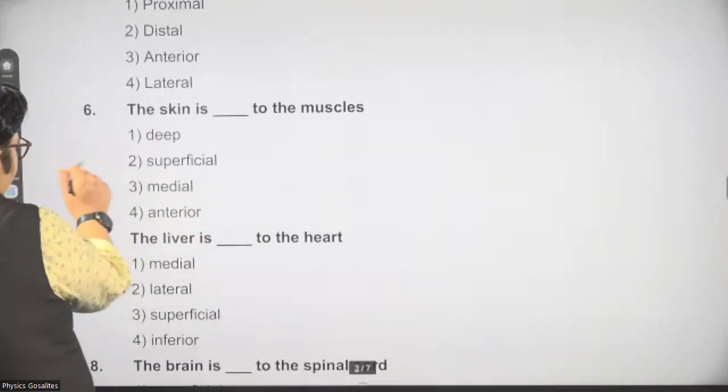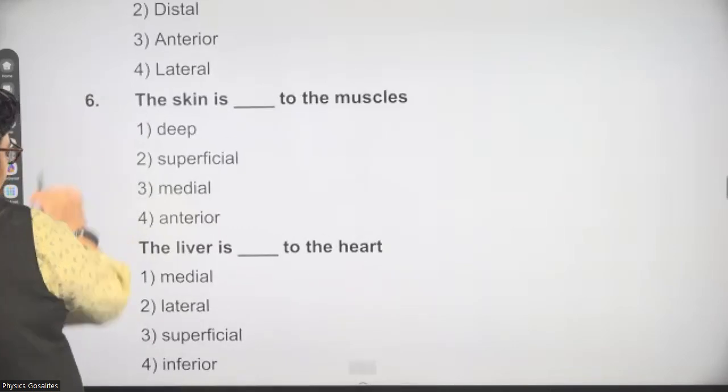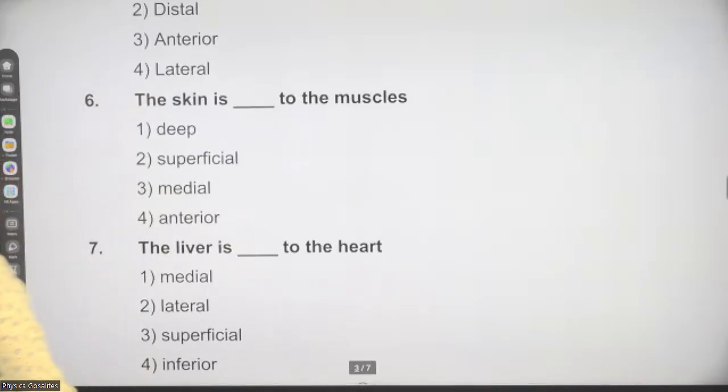Now, there is another term we use to explain the anatomy. Question number 6 here on your screen. The skin is dash to the muscles. You know where the skin is in the body and where the muscles are in the body. So which is deep and which is superficial?